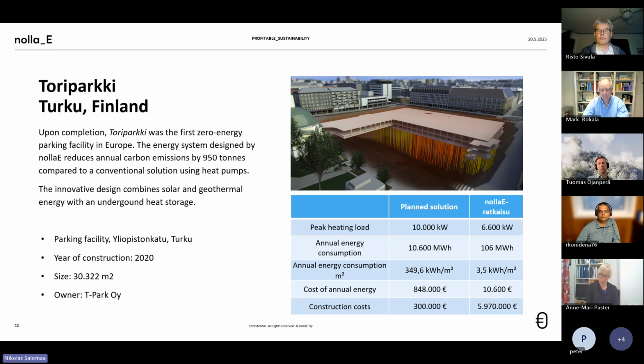So it's quite profitable, considering that this system doesn't need any service and maintenance. It's very simple. It's just plastic pipes in concrete and a couple of circulation pumps and some heat exchangers. A very simple system. We don't use heat pumps here, for instance. Only circulation pumps.